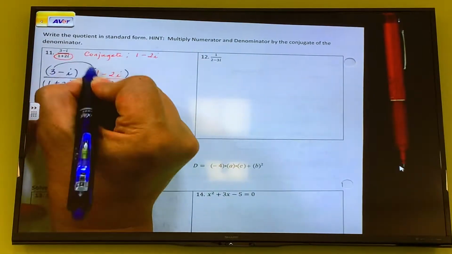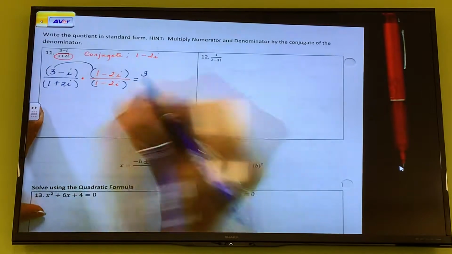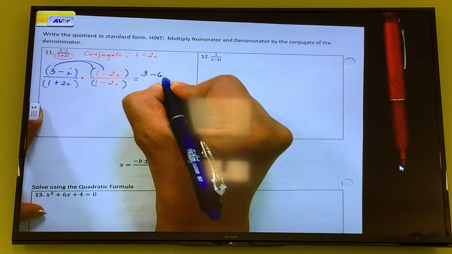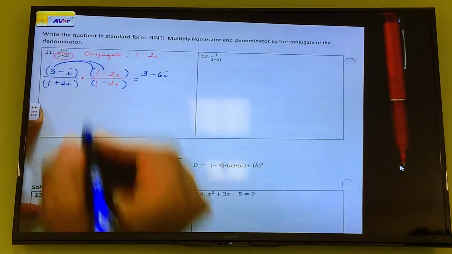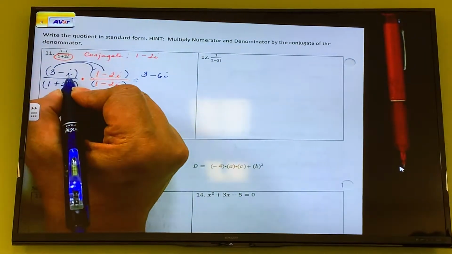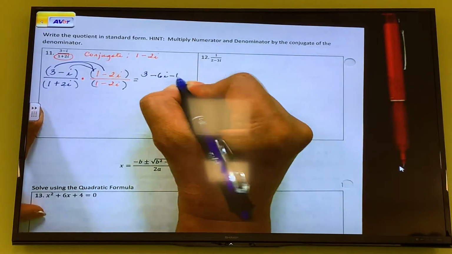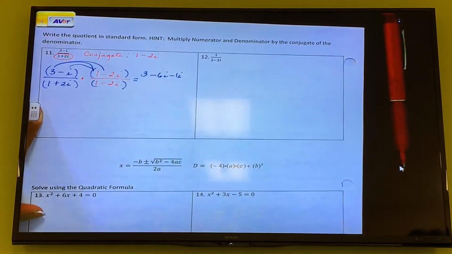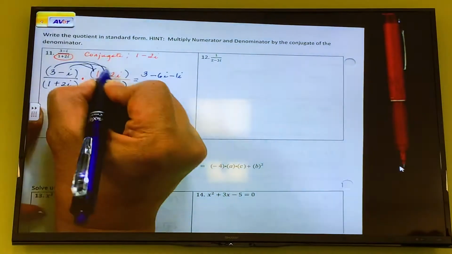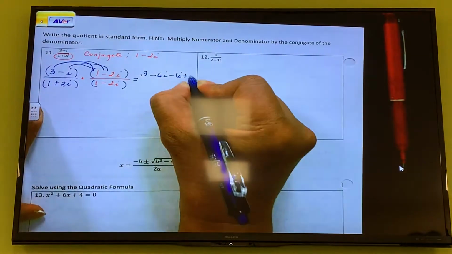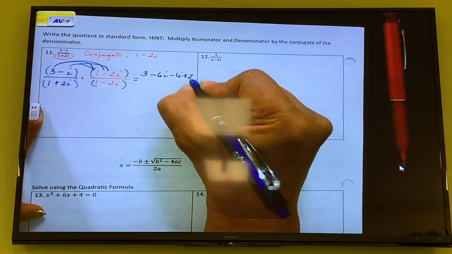So 3 times 1, 3. 3 times negative 2i is minus 6i. Then I'm going to go to the negative i in the back. I'm going to multiply it by positive 1. So that means minus 1i. Then we have a negative i times negative 2i, so that would make it positive, and 2i times i squared.